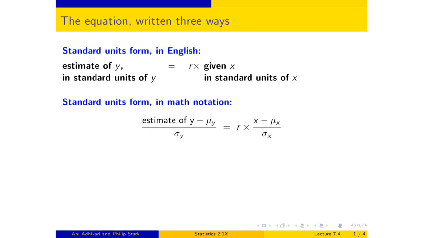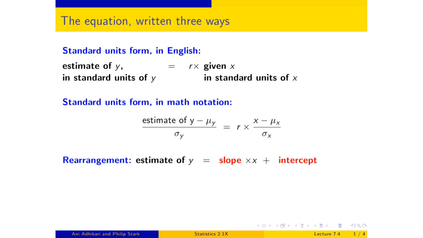But people love equations of lines in what is called the slope-intercept form. And so they want the equation to look like this. The estimate of y is some slope times the given x plus an intercept. So how do we figure that out? Well, we just rearrange this equation up here. So multiply both sides by the SD of y, and then you'll see that this SD of y will go up to the top here, and then add the mean of y to both sides.